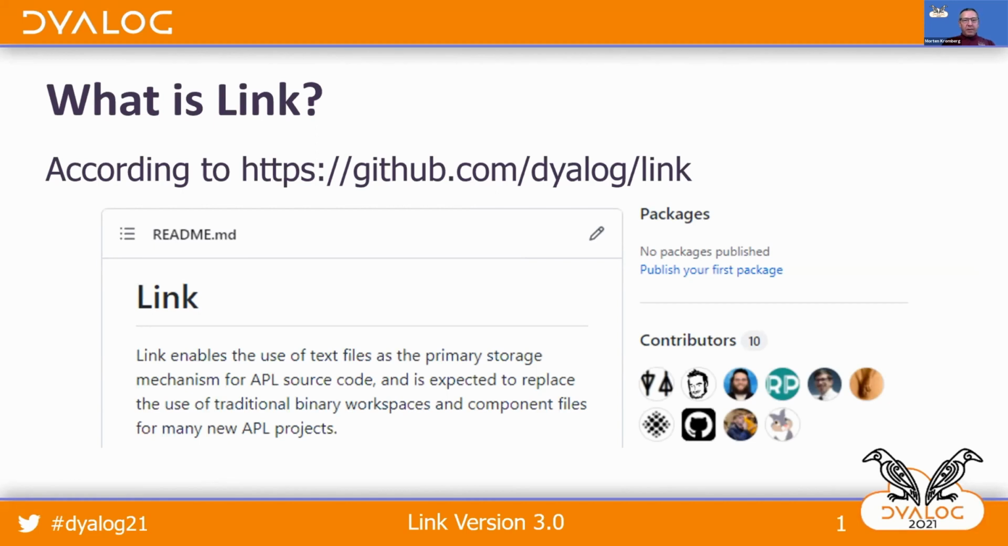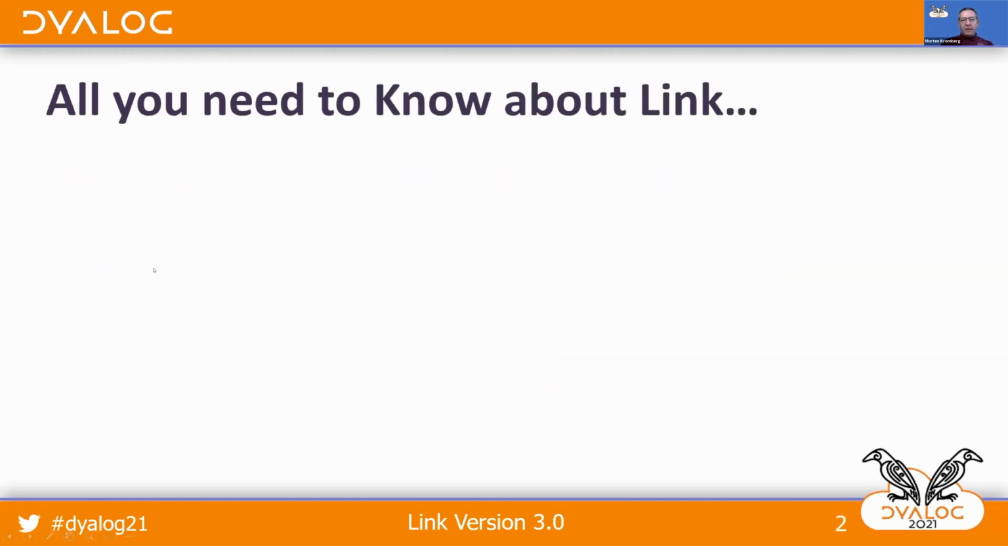Right, so what is Link? Very briefly, this is from the README on the GitHub repository. Link just enables the use of text files as the primary storage mechanism for APL source code. And we expect, especially for new applications, but hopefully also for a lot of old applications, it's going to replace component files and workspaces. And, you know, you wonder whether you can really do a presentation about this.